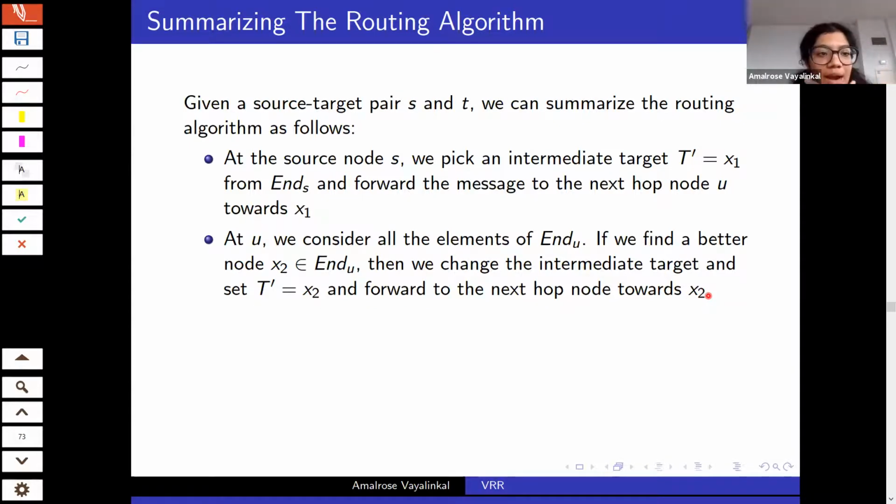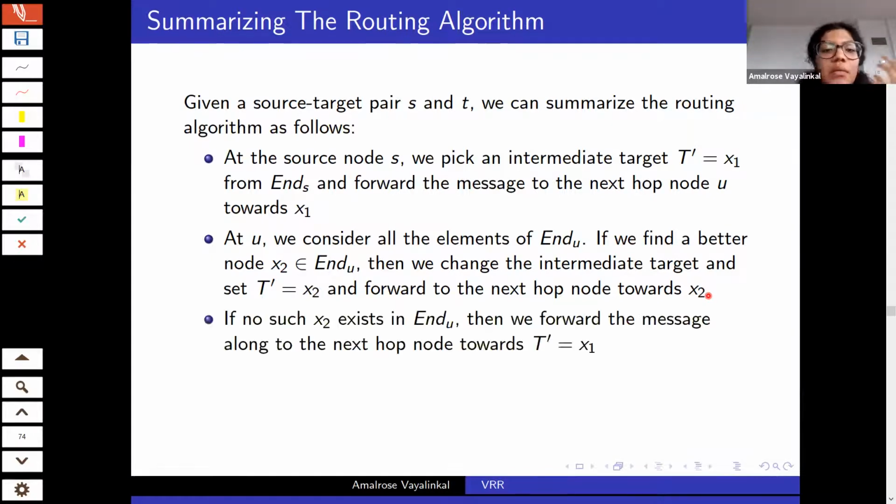So we change the routing path from headed towards X1 to X2. But if no such X2 exists in N(U), then we forward the message along to the next hop node towards T prime equals X1. So essentially, we just continue on the path to X1. And it's important to note that when we set this target X1 and forward the message along to U, X1 has to be in N(U), because by definition, U is on a path to X1.